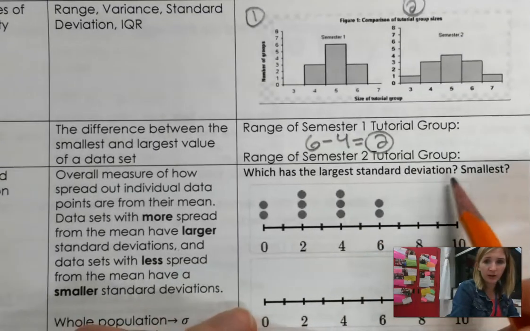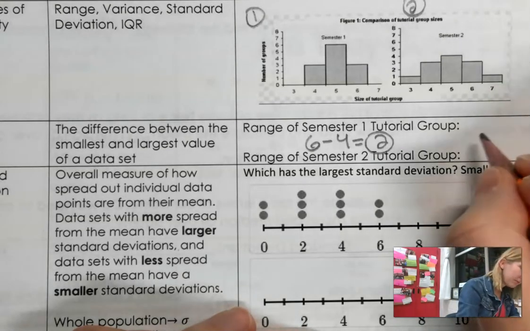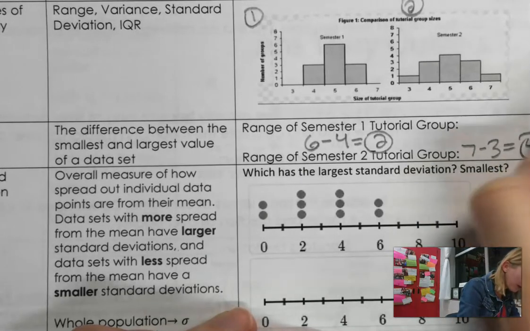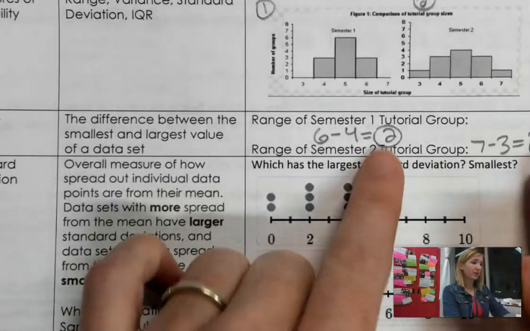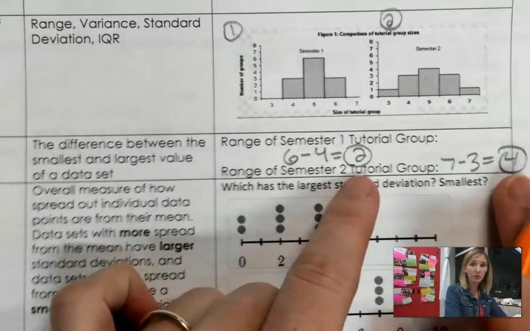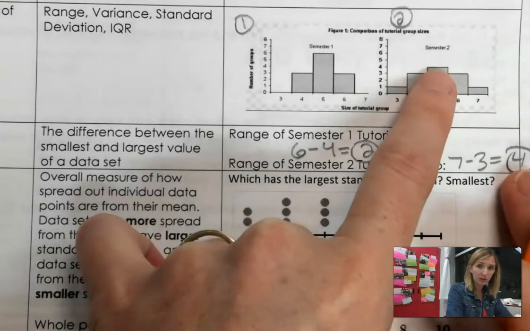All right, I want you to go ahead and try and find the range of the semester 2 tutorial group. I hope you did 7 minus 3, which would give me 4. So you can see that obviously number 2 is more spread out than number 1, just by using the range as a measure of spread, right? 4 is bigger than 2. This is spread out. All right.